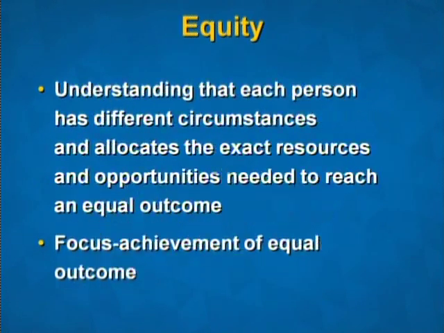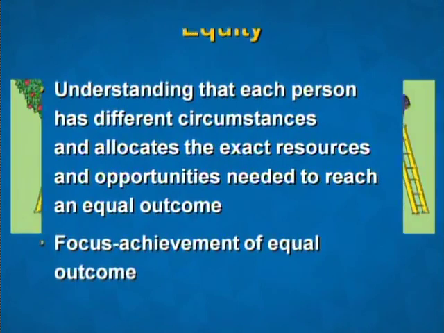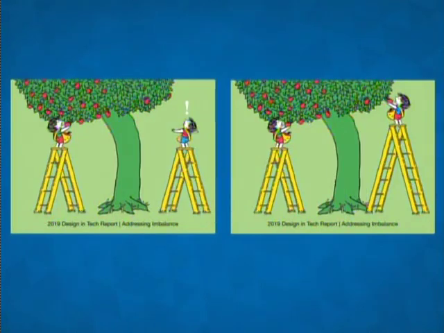Whereas, on the other hand, equity is understanding that each person has different circumstances and allocates the exact resources and opportunities needed to reach an equal outcome. The focus of equity is the achievement of an equal outcome for everyone, no matter the resources needed. While equality focuses on giving people the same exact resources, equity focuses on the equal outcome. Oftentimes, equality is thought of as fairness, and equity is thought of as justness.